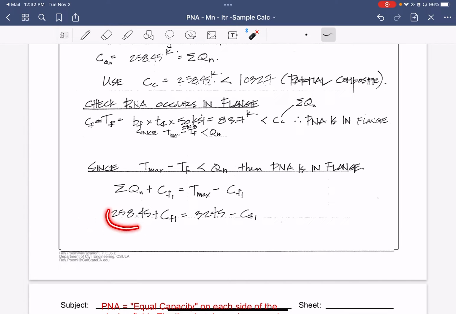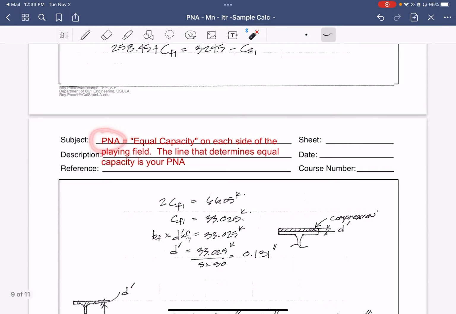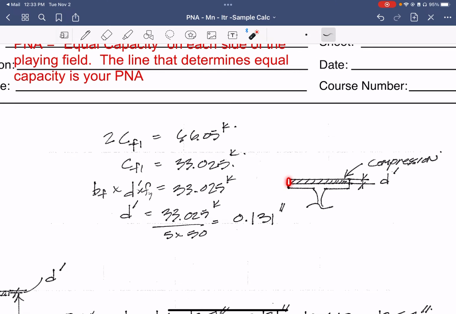So what that means is that you have 258, which is your QN. You've got the amount of compression in the flange, and then the T max, which is your 324. Okay, PNA is equal capacity on each side of the playing field. The line that determines equal capacity is your plastic neutral axis. So if we draw that out right here, that part of the flange is in compression in this case. Now, if all that compression was held within the concrete above and it did not engage the steel, then your calculation would actually be a lot easier.